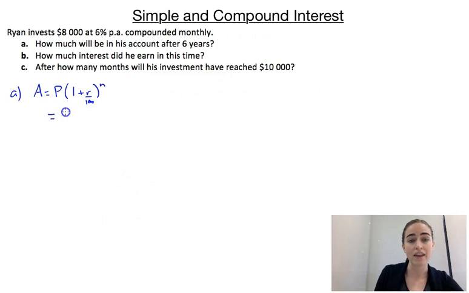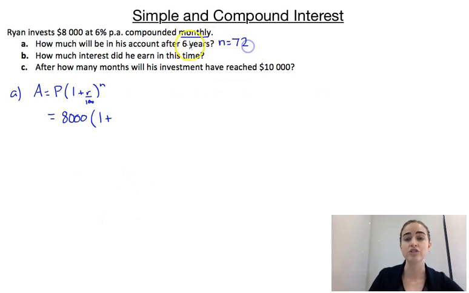Substituting in, our principal was our $8,000. We've got 1 plus. Now this bit's really important because it's compounded monthly. We need to have everything in terms of months. So that means because we're looking at it at the end of 6 years, our n would actually be 72, so 6 times 12.